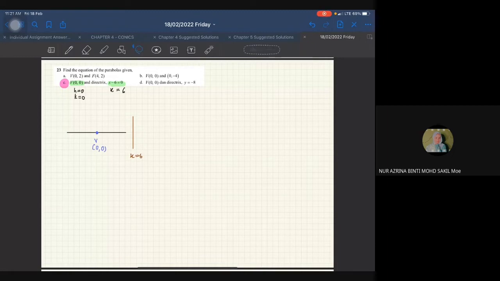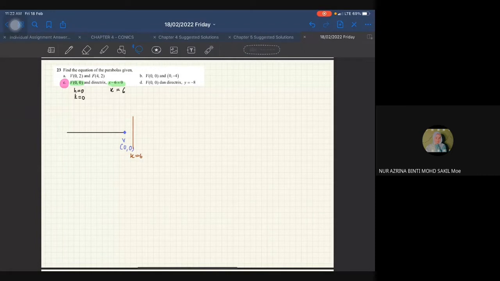Okay, so maksudnya daripada sini, can you conclude your shape of parabola? Dia open to the right or open to the left? Boleh bayang tak? Open to the right ke open to the left? Vertex dekat sini. Directrix dekat belah kanan dia. Can you imagine?